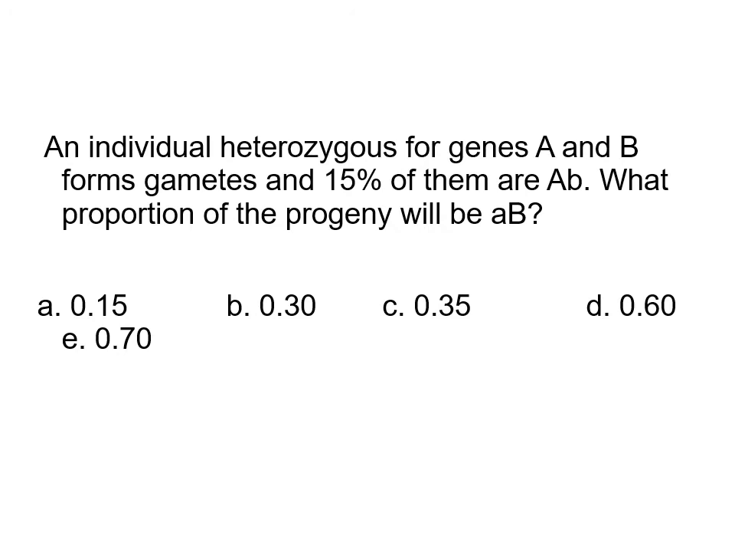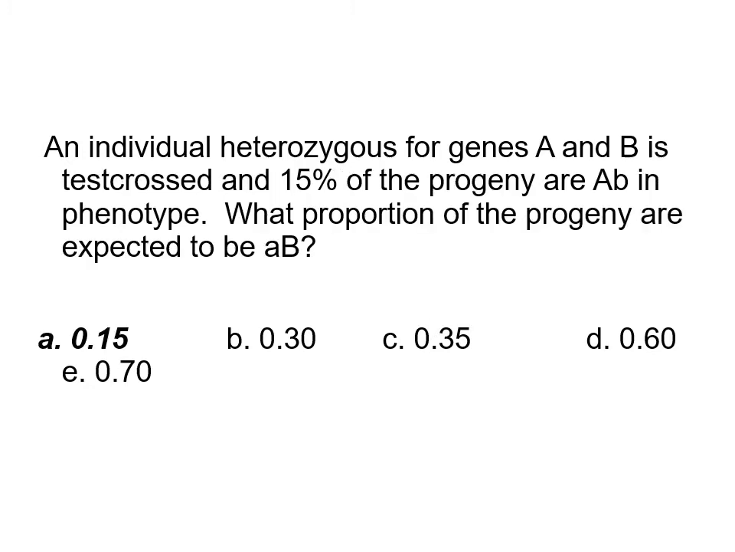Okay. Individual heterozygous for genes A and B forms gametes, and 15% of them are big A, little b. What proportion of the progeny will be little a, big B? Okay, so the point here is that you know what the reciprocals are of each other, and they're equal in frequency roughly to each other. So we know that if we have a big A, little b, and that's 15%, its reciprocal is little a, big B, because we need one allele of each. So we're going to have 15% of the reciprocal, which is little a, big B. So the answer is A.